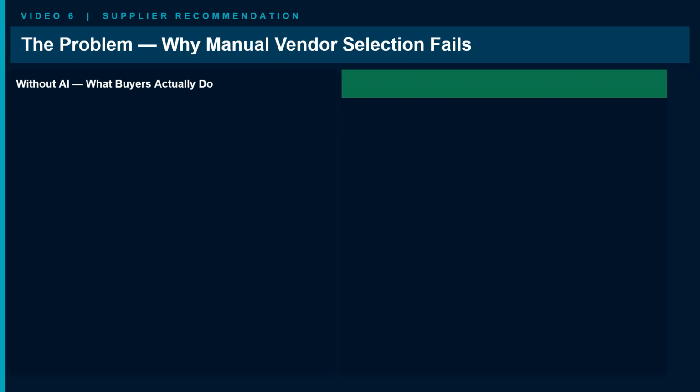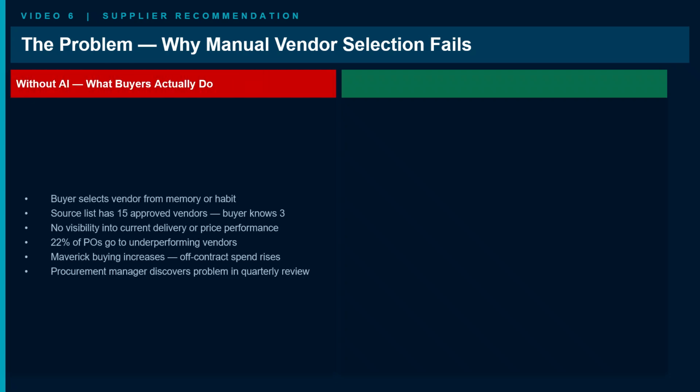Without AI, vendor selection in procurement is driven by memory and habit. The buyer selects the vendor they last used. They have no visibility into which of the 15 approved vendors has the best current on-time delivery rate. They have no fast way to check price consistency across the approved pool. So 22% of POs go to underperforming vendors, not because buyers are negligent, but because the information needed to make a better decision is not available in the moment.